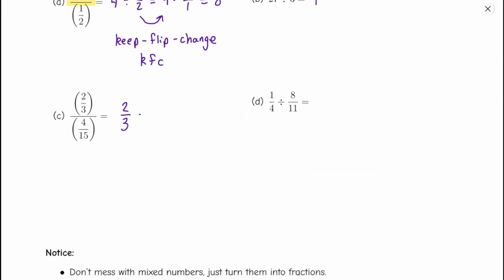2/3 divided by 4/15. Oh, keep, flip, change, KFC. Now remember, when multiplying, you can reduce first. So I can reduce the 2 and 4 by 2, the 3 and the 15 by 5, and we get 5/2 as our final answer.